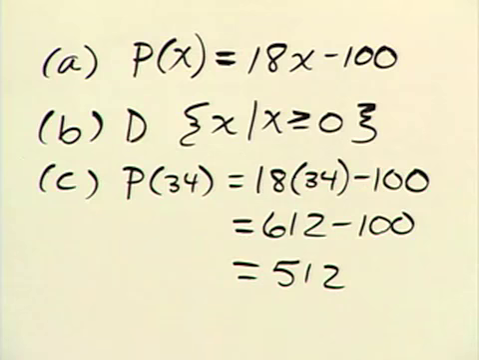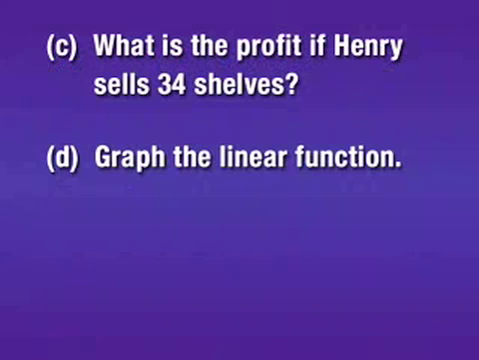So, for part C, again, we're asked, what is the profit if Henry sells 34 shelves? If Henry sells 34 shelves, his profit will be $512. Part D says, graph the linear function.